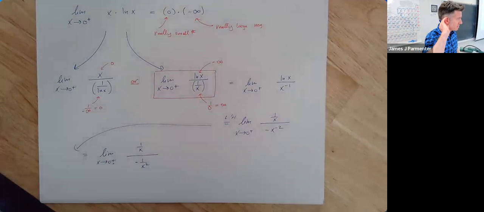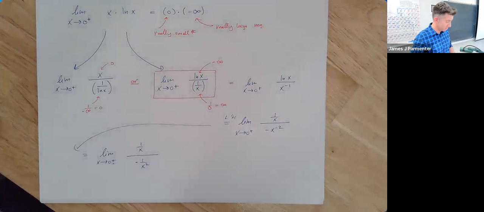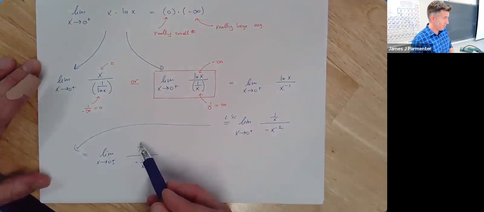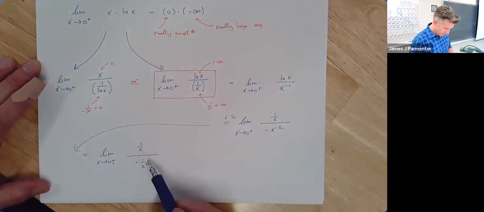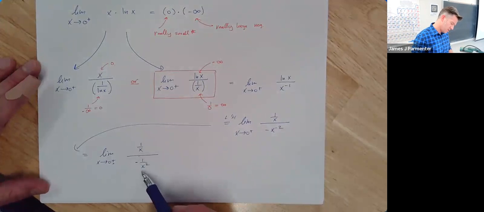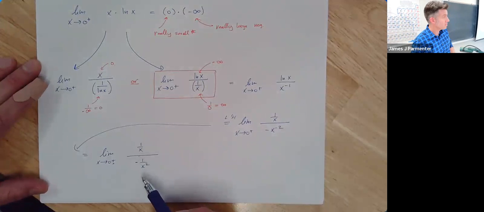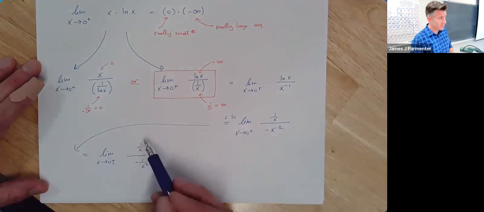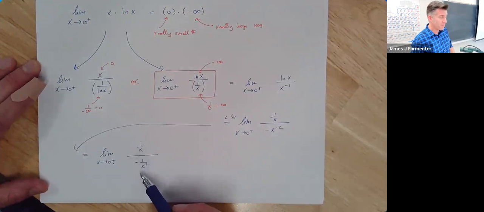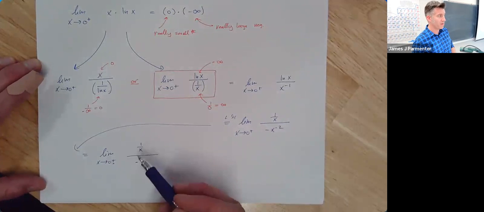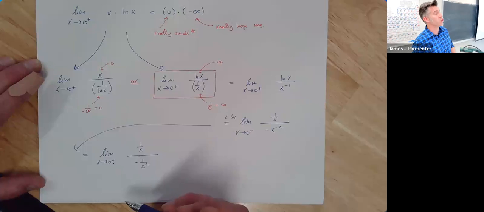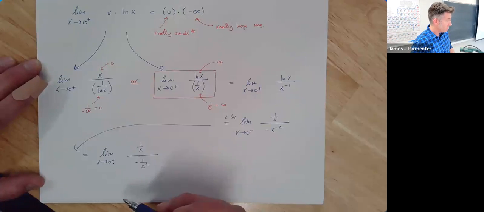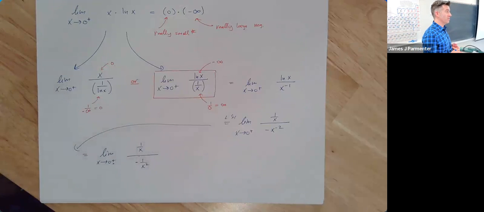Maybe my hearing is bad. I thought I heard someone say it, which it is. The top is going to infinity, right? 1 over a small number gets really, really big. And the bottom is going to negative infinity. So this is an infinity over infinity type. And we totally could use L'Hopital's rule again. And we definitely should not, because we can simplify this thing and just take the limits.